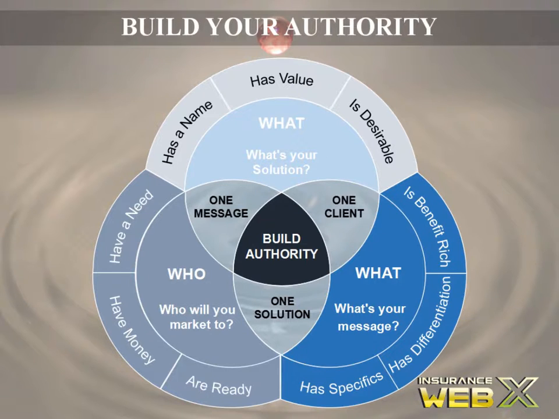And that's what the next point is. What's your message? Now that you have your solution and your target market, you can use them to put together a compelling message. The message should include specifics, it has to differentiate you, and it needs to be benefit rich. So the way to build your authority is to get clear on that one solution that you offer, identify that one market you want to work with, and you need to put it all together into one message.